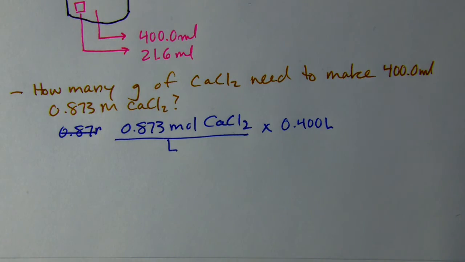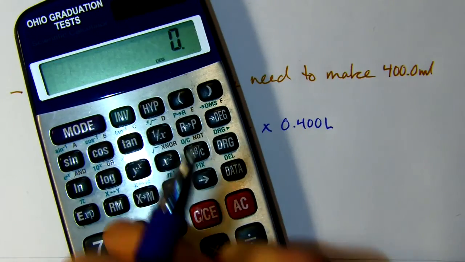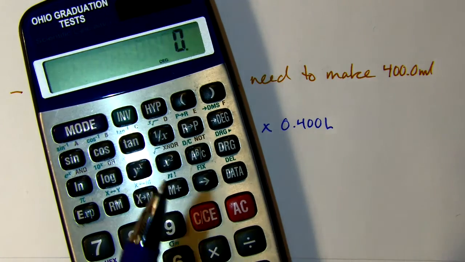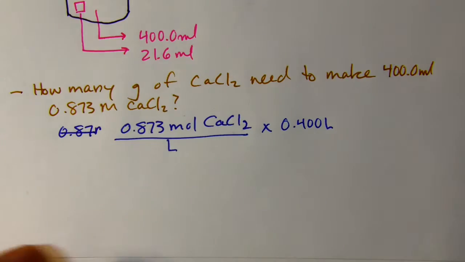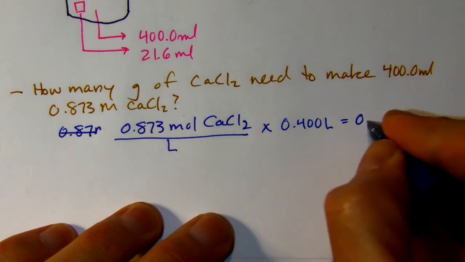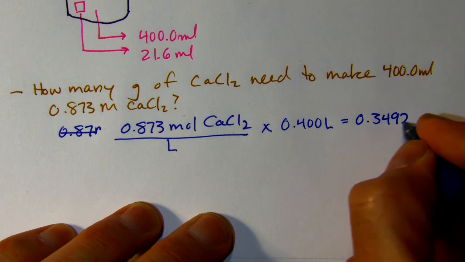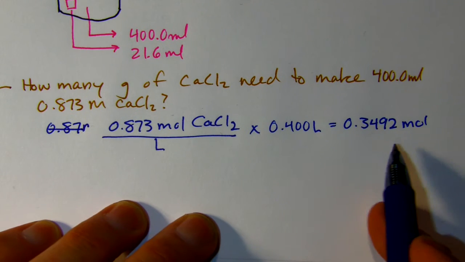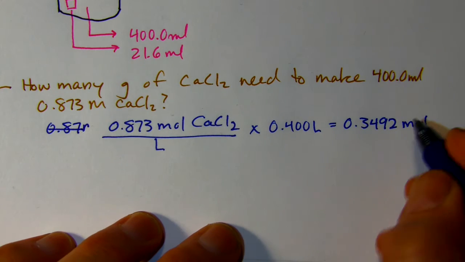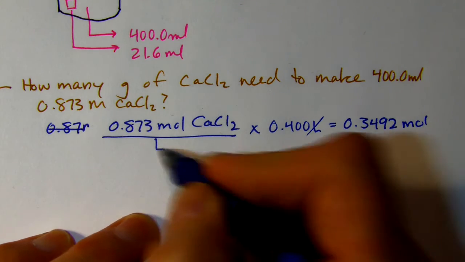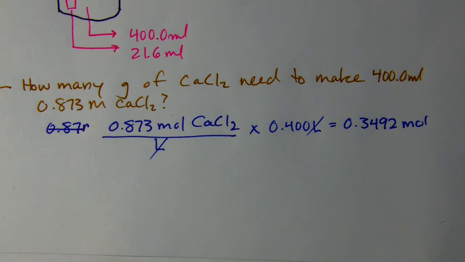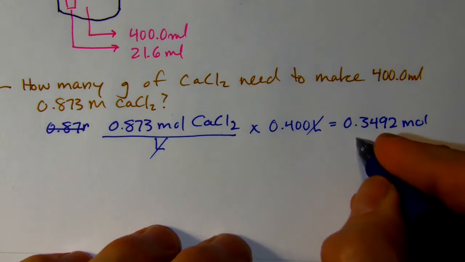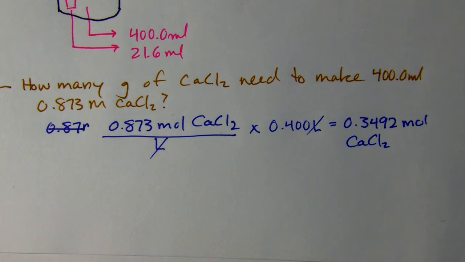This 400 is actually 0.400 liters. Okay? So 0.873 times 0.400 gives 0.3492. Generally, the rule is keep significant figures until you're done. Okay, you could round it. AP Chem does it that way, but this is fine if we just keep that there. Okay, 0.3492 moles of calcium chloride.